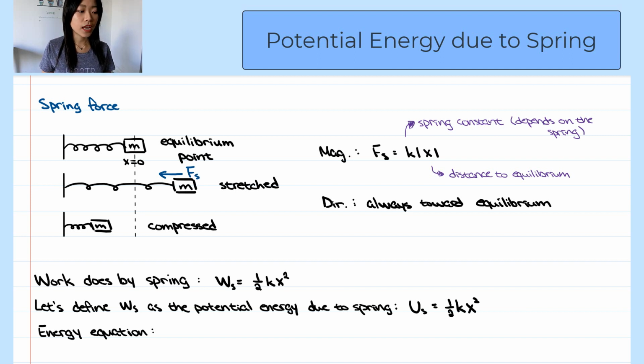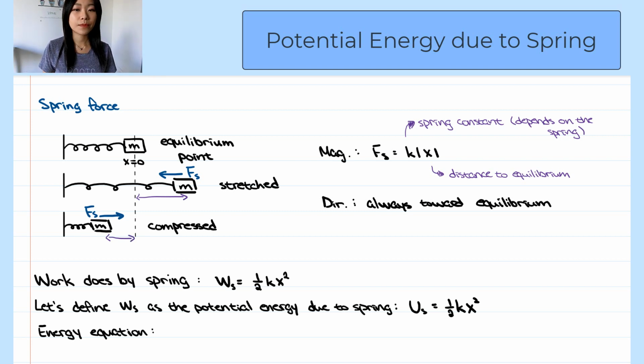In the third sketch, someone pressed the object so that the spring is now compressed, and the direction of the spring force is now pointing to the right because it's pointing toward the equilibrium. And the magnitude of the spring force would be k times the distance from the object to the equilibrium point.